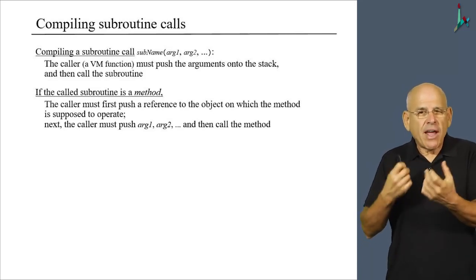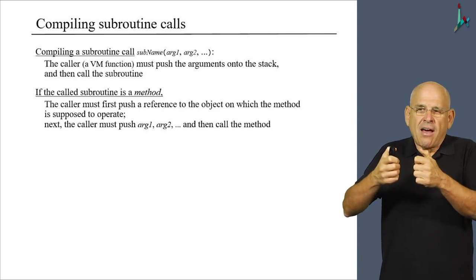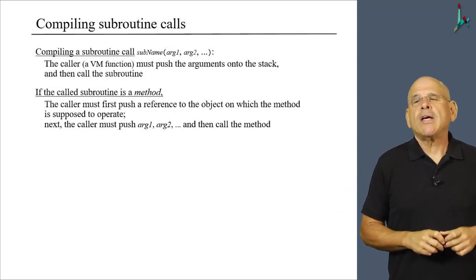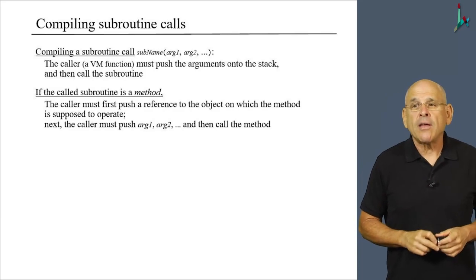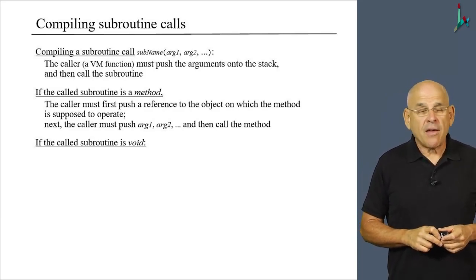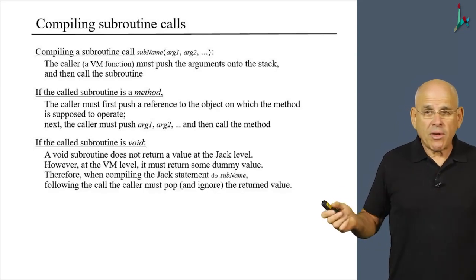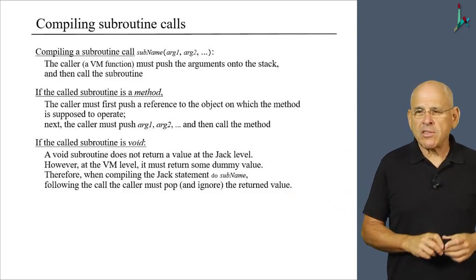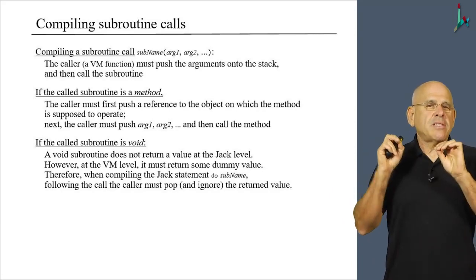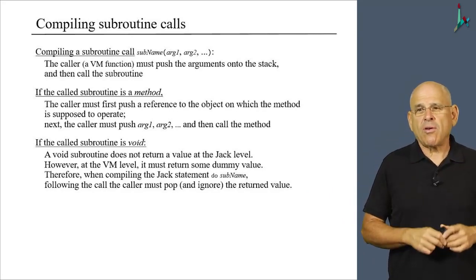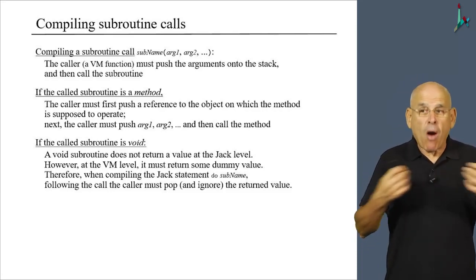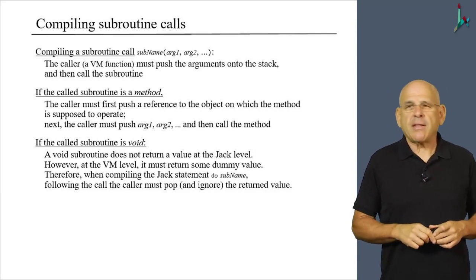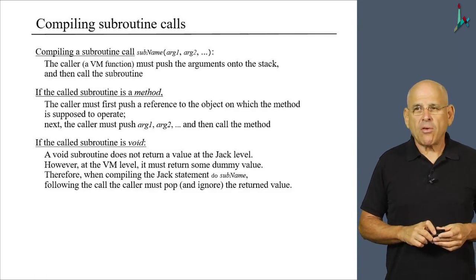And you see how everything connects here, because once you do this, the address of the current object becomes the value of argument 0 that we discussed before from the standpoint of the called method. What about calling a void subroutine? Well, a void subroutine does not return a value in Jack, but at the VM level it returns some dummy value. We decided on constant 0, and therefore, after the subroutine returns, the compiled code of the subroutine call must pop and ignore the returned value. So that's how we handle the conventions of compiling subroutine calls.